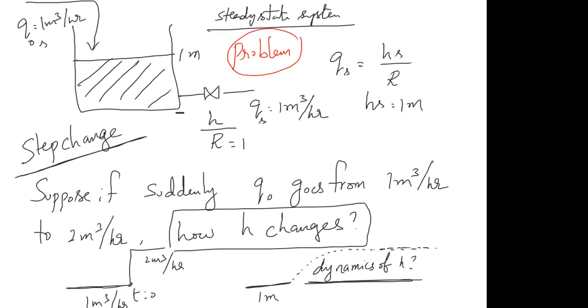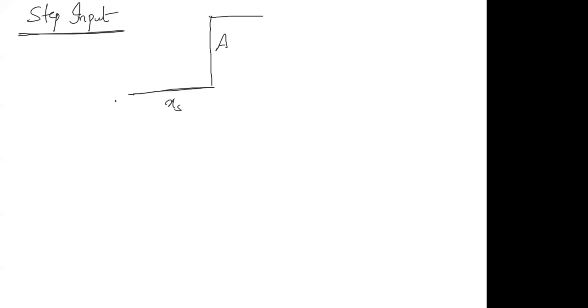Let's first understand what a step input is. What does step input mean? A parameter which is at its steady state value xs suddenly changes by a units and then goes to xs plus a. This is at time t equal to 0. This is the step input.